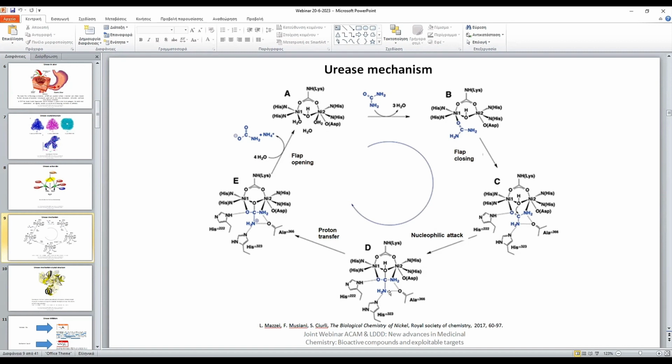This is very important. Through proton transfer, we move to another intermediate. The mobile flap is opening. Ammonia is coming out and carbamate. Water molecule is entering again, and the catalytic cycle is ready to start again. Please keep in mind from this slide the tetrahedral intermediate after the nucleophilic attack, and this histidine 323. They are important for our process.